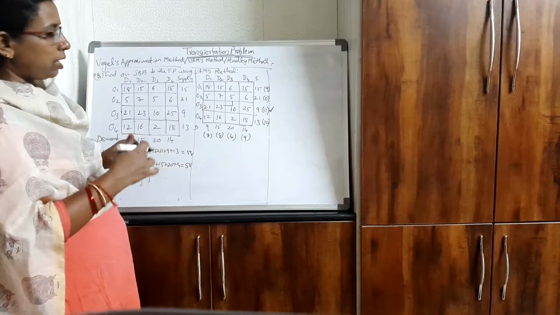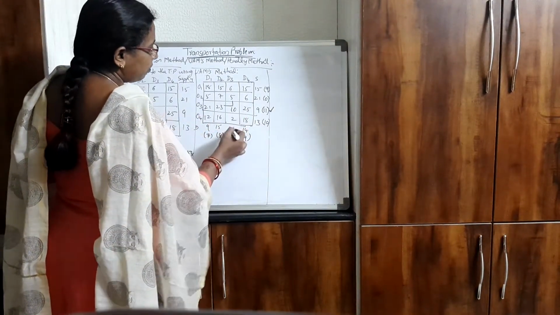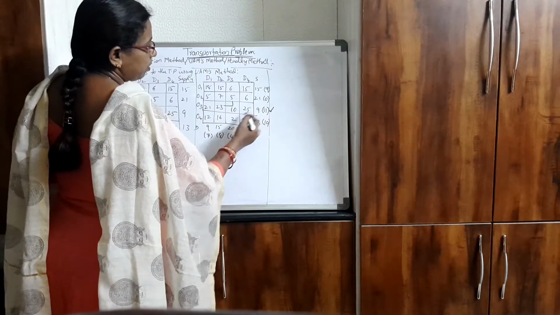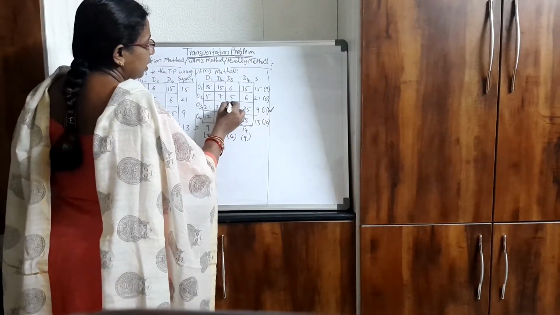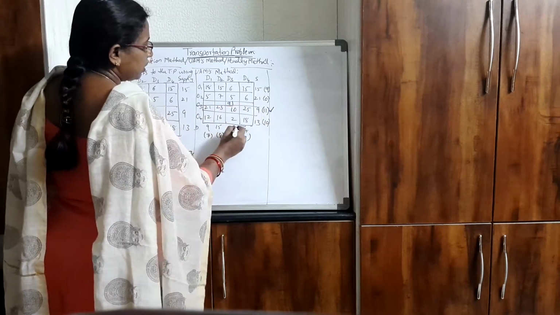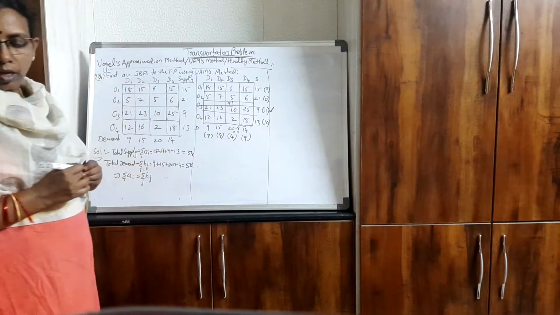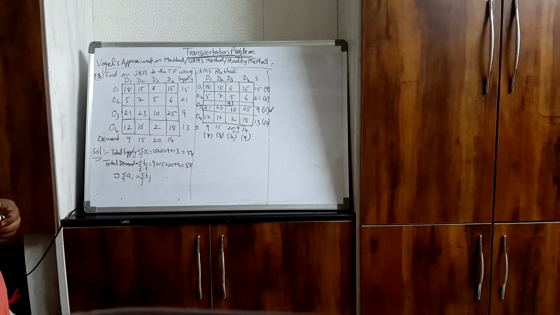Now the allocation procedure is the same. Corresponding to this 10, the row value is 9 and the column value is 20. Which is the minimum of these two, 20 and 9? 9 is the minimum. This will get exhausted. 20 minus 9, how much do you get? 11. Now again, the same procedure.